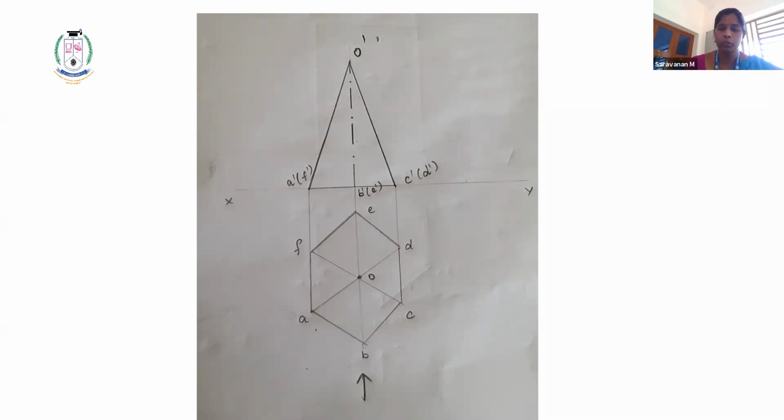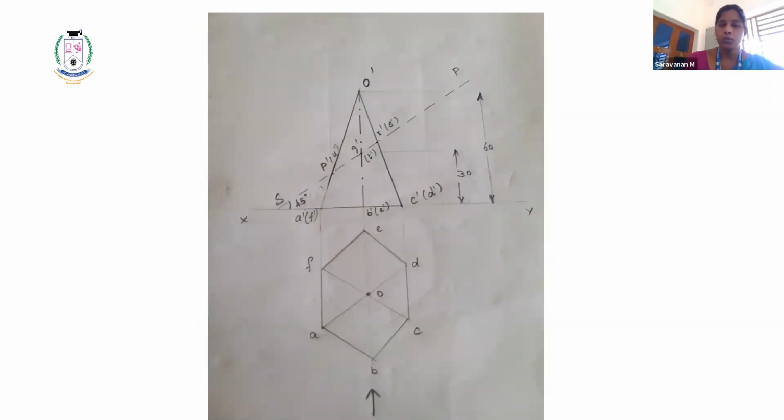So next we have to show the sectional plane. See the sectional plane. SP refers to the sectional plane. It is inclined at 45 degrees with respect to XY and it is passing through the pyramid at a distance of 30 mm from the base. So the dimension is given. See, the sectional plane is cutting the pyramid at a distance of 30 mm from the base.